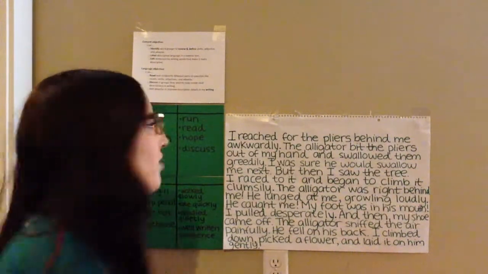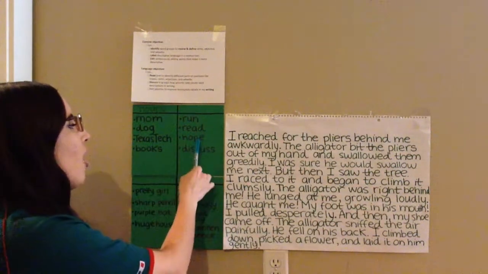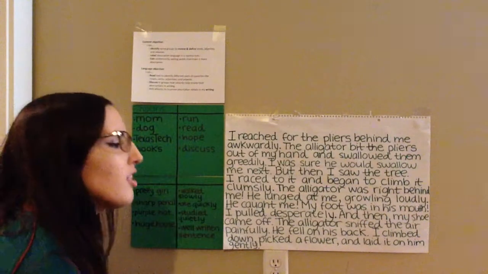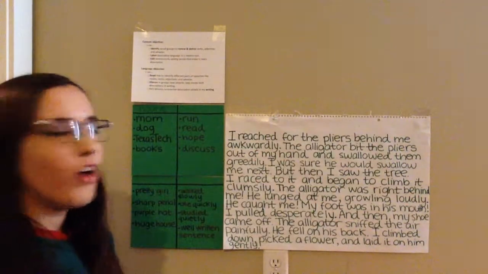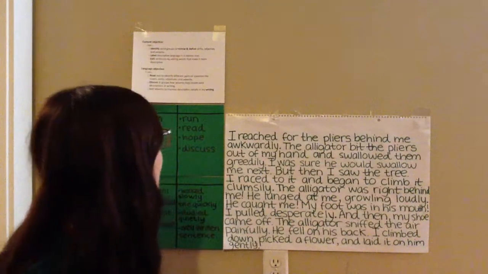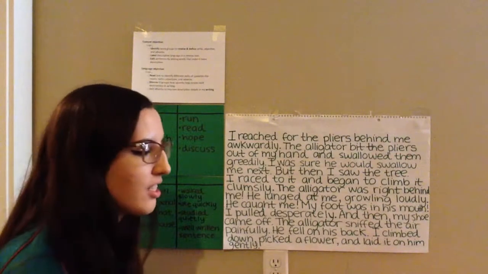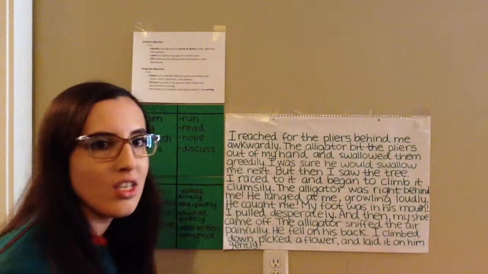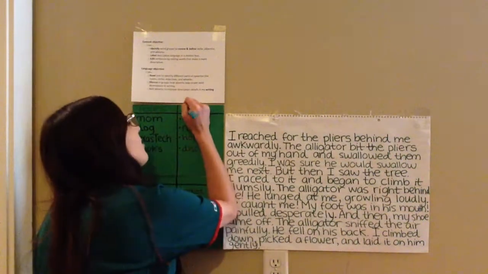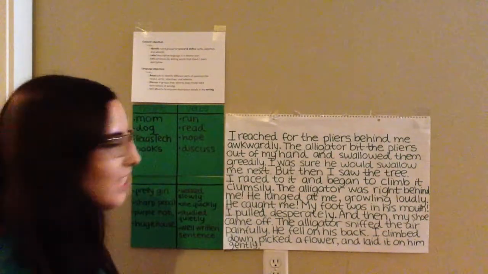Let's look at table number 2 now. This table has 4 words, and it says run, read, hope, and discuss. Talk to your partner and tell them what these words have in common. What are these words describing? Okay, good. I hear people saying that they're describing actions. Running is an action, reading is an action, as well as hoping and discussing. So, what are words that we know describe actions? Good. Verbs describe actions. So we're going to go ahead and label this table verbs. Great. You're doing a great job being a detective.